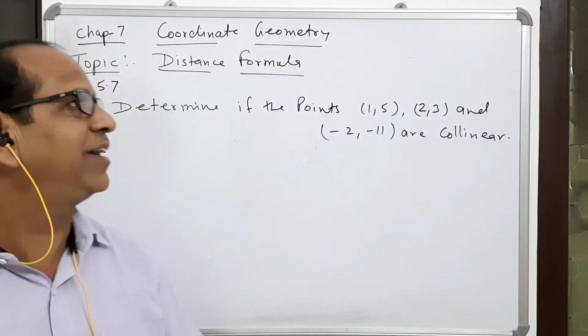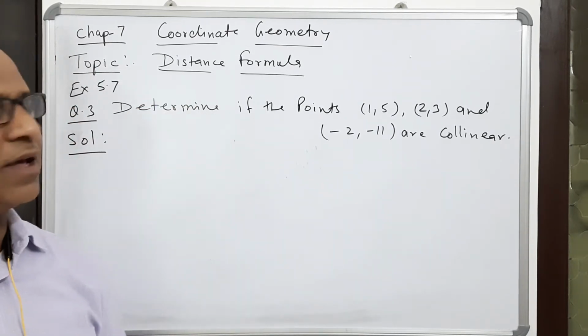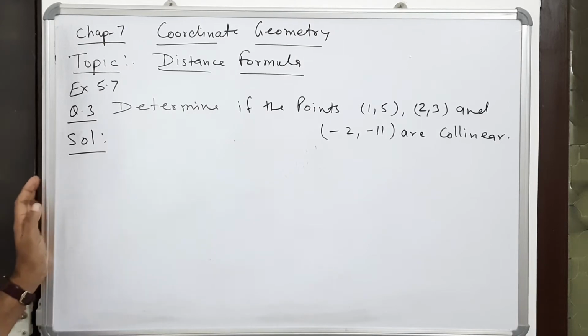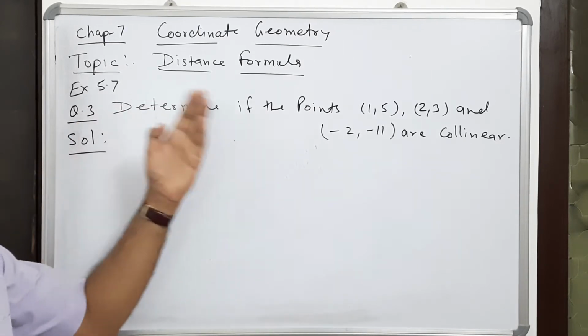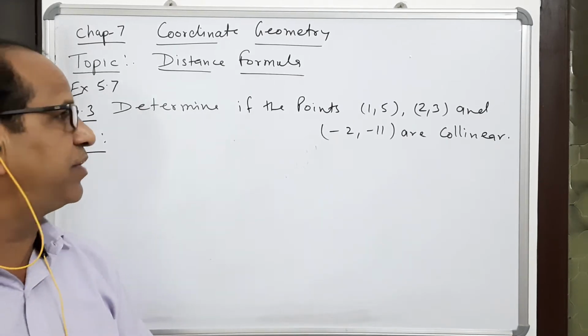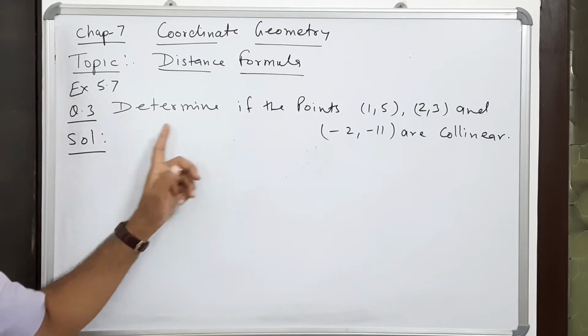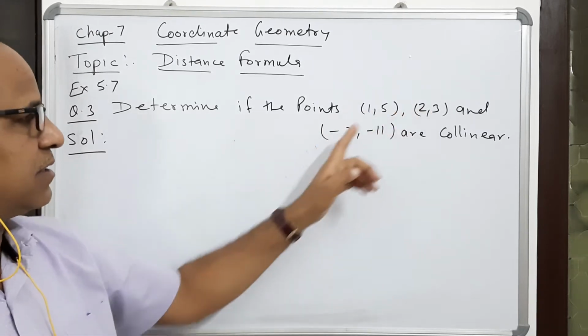Hello students, today I am taking a problem based on the distance formula. In my previous video I already told you the meaning of the distance formula and how it is used to find the distance between 2 points. Today the problem is to determine if these 3 points are collinear or not.